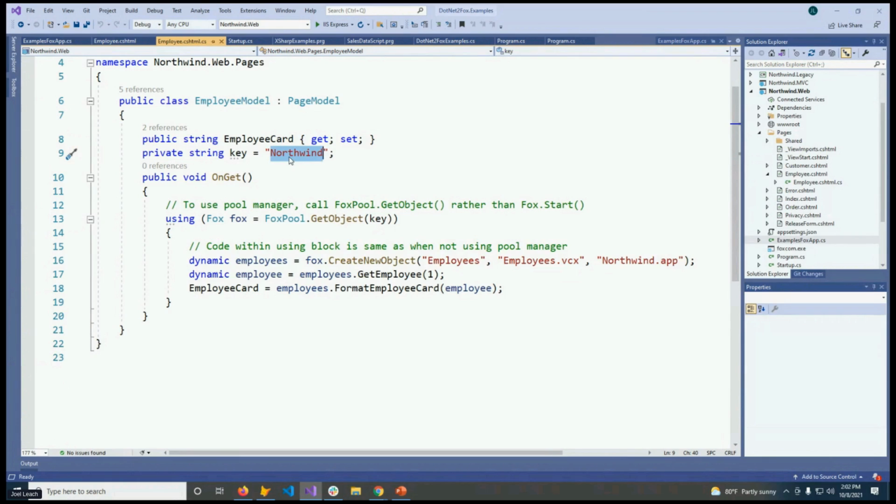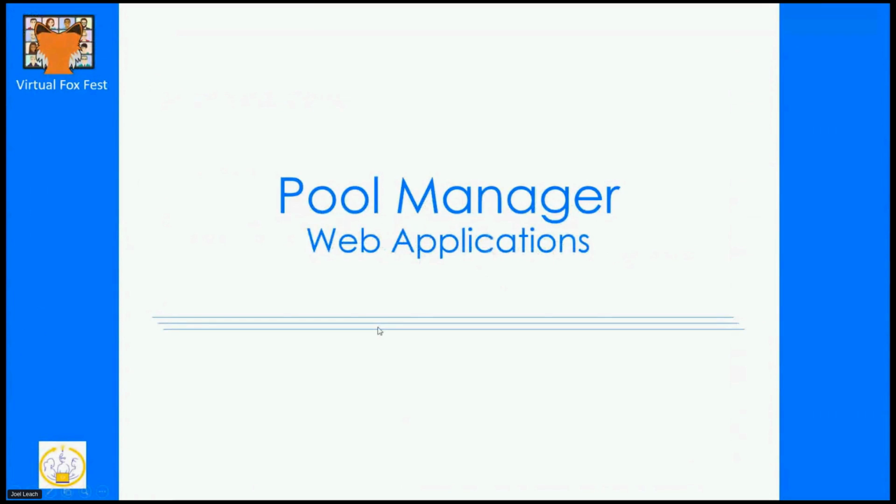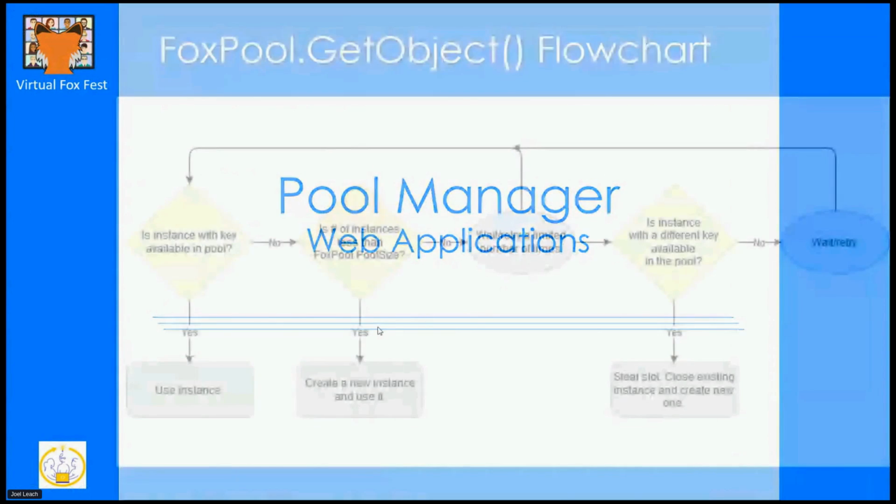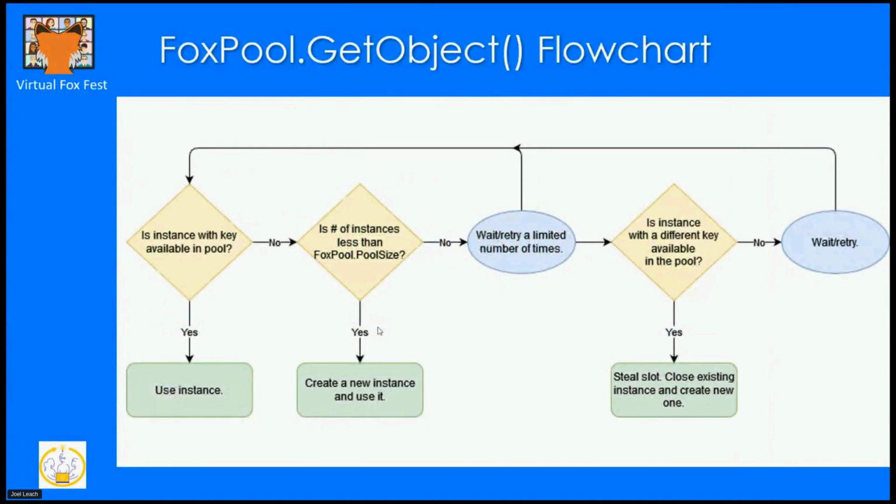This key does affect how the pool manager obtains an instance from the pool, and to make sure it's done in an efficient way. So here's a flow chart that talks about how that's done. So we start here. And the first question is, is an instance with the specified key available in the pool? Meaning it's already running, sitting there in the pool, waiting to be used for a request.